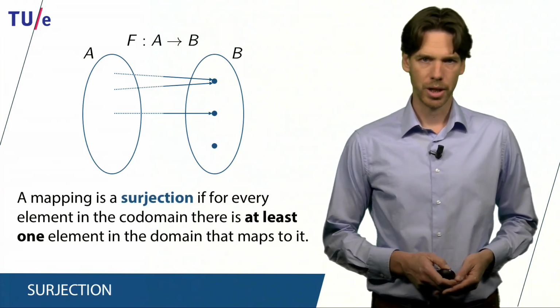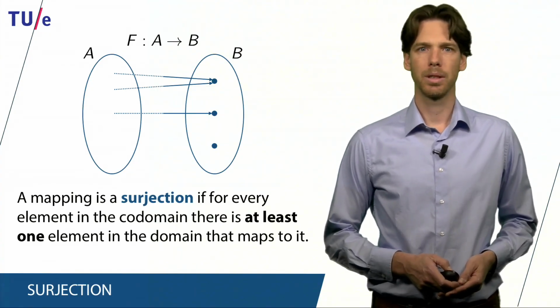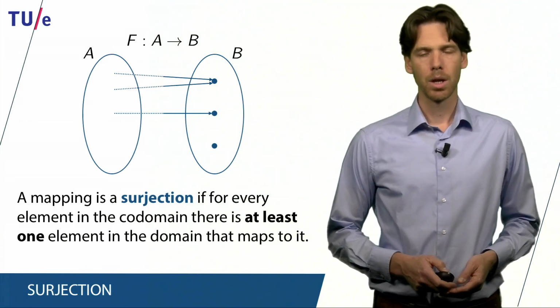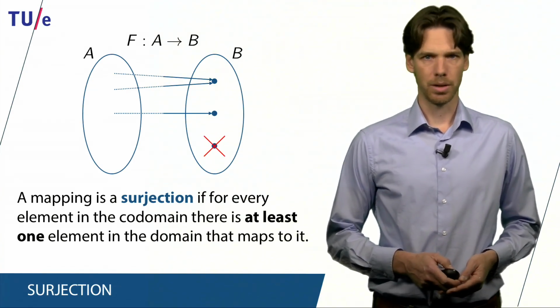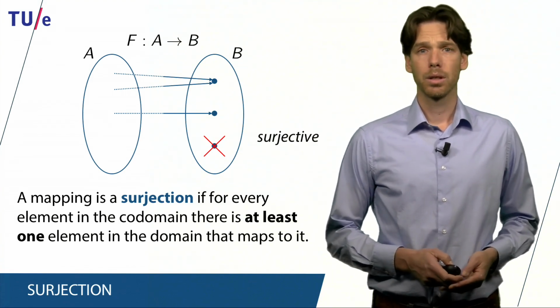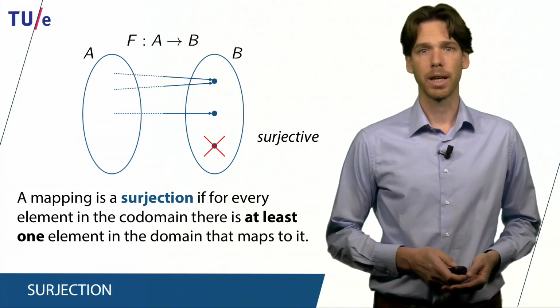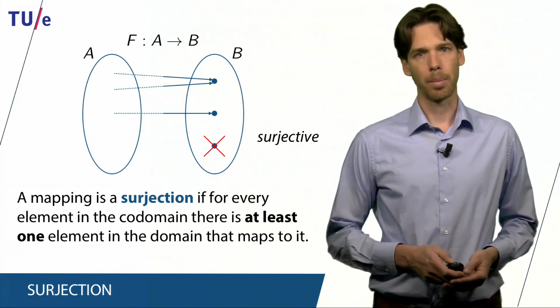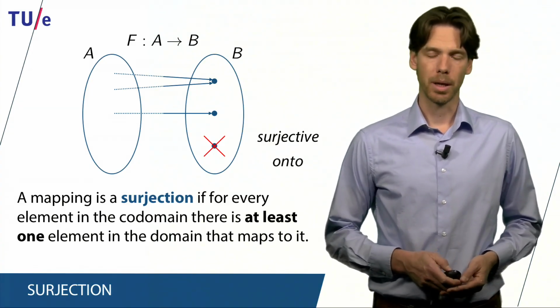A mapping is a surjection if for every element in the codomain there is at least one element in the domain that maps to it. So by saying that a mapping is a surjection, we exclude the latter possibility, that there are no incoming arrows. A surjection is sometimes called also surjective, so we use the adjective surjective to say that a mapping is a surjection, or sometimes we say that a mapping is onto.